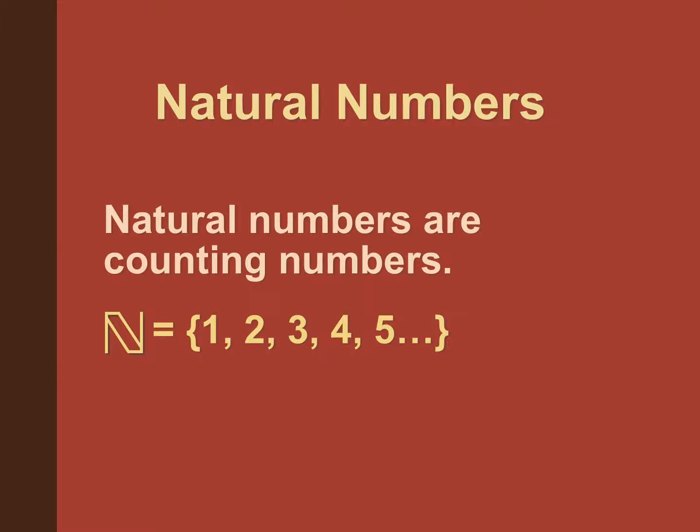It's a set, so we use braces to indicate a set. Then, of course, we list our natural numbers: 1, 2, 3, 4, 5. Then we have these things called ellipses to show that it goes on forever in the positive direction. So natural numbers are only positive numbers, and they don't include 0. They also don't include any fractions.